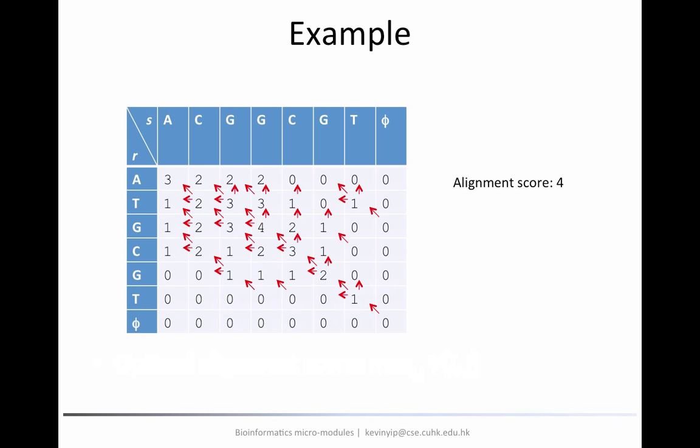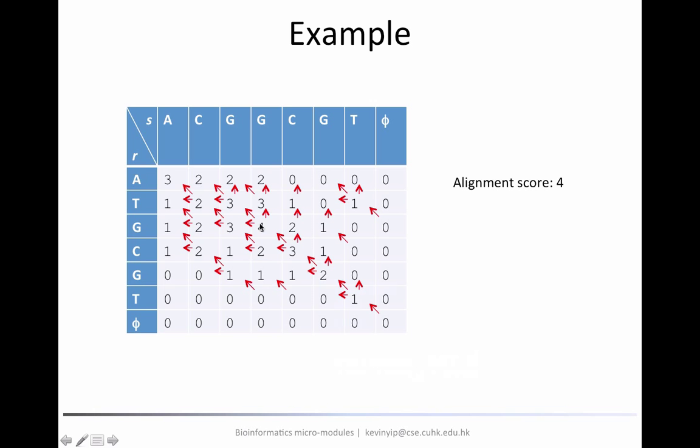This is an example. We are not going to fill in the numbers together. You can take that as an exercise by yourself. What we want to see here is that if we look at the whole table, the highest number is 4, and therefore the alignment score is 4, which is what we already know, because the best way to align these two sequences is to align the GCGT in R and GCGT in S, and the score will be 4.